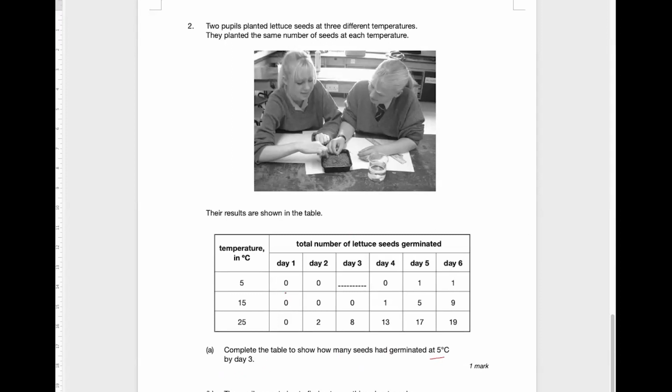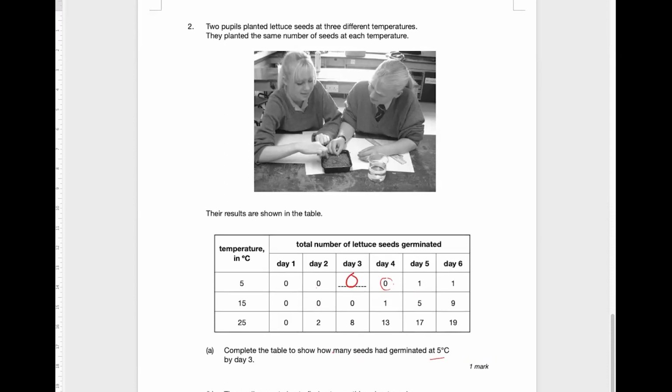Well, if you look at day 1, it's 0. Day 2 is 0. And day 4, it's 0 as well. That means day 3 must also be 0, because you can't have a seed and then it disappears by day 4. You can't have that. So that means day 3 must also be 0, because we only see the first one after day 5, don't we?